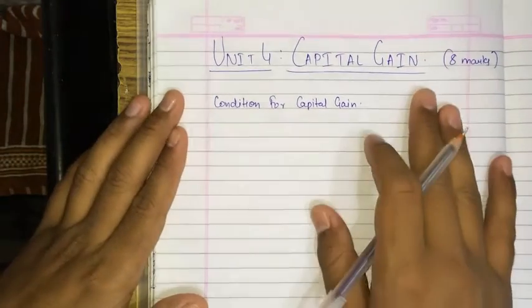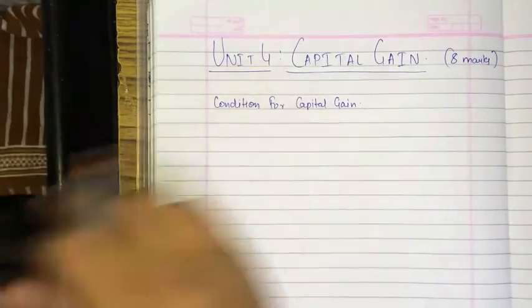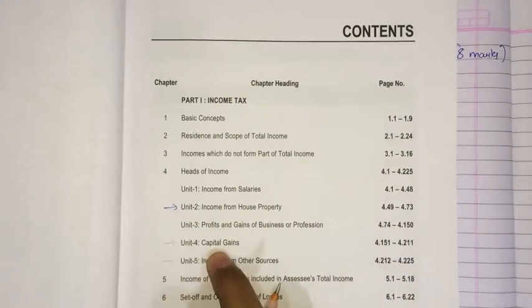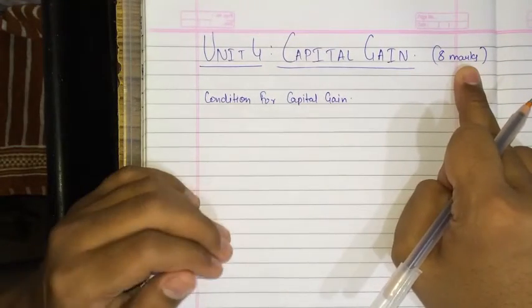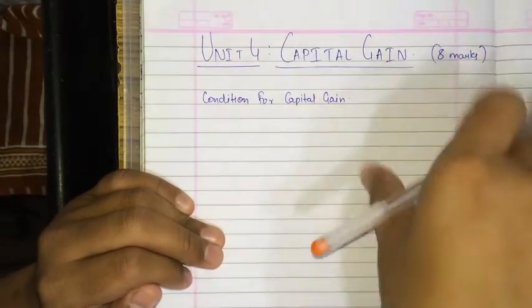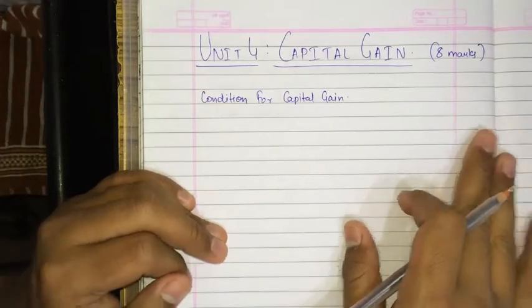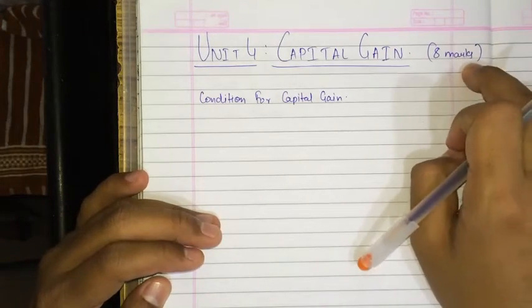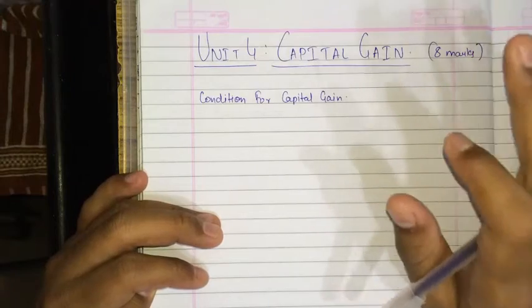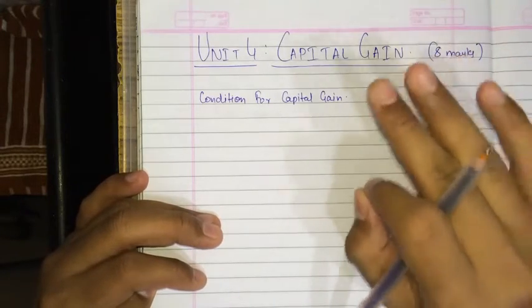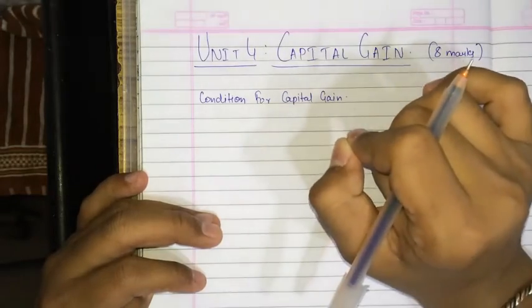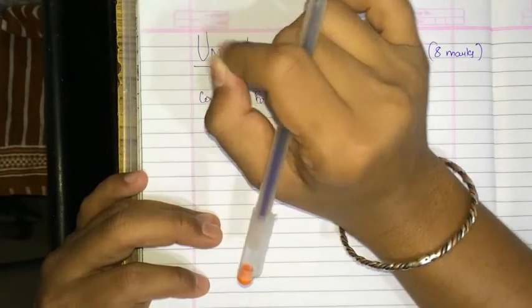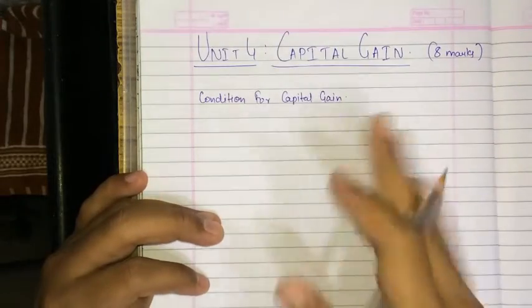Hello friends, today our lecture is on capital gain, unit 4, practice manual unit 4. This chapter comes for 8 marks. As you all know, I have already given you all the question paper format. So if you want a total of 8 marks, please have patience and listen to this lecture properly. Don't hurry in writing first and listening later. First listen to what I am teaching, and afterwards I'll give you time to pause the video and note it down.